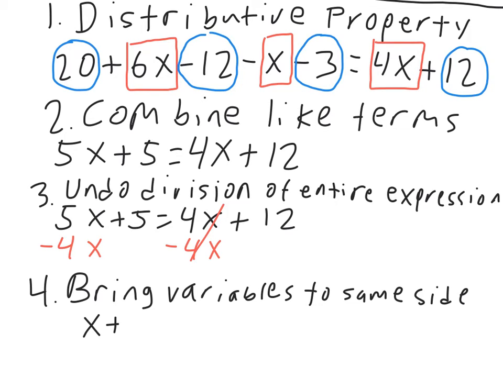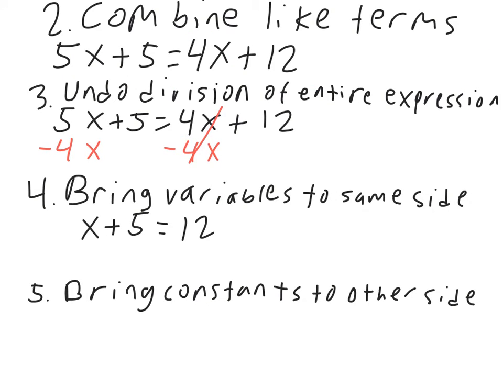Remember that the 4x and the minus 4x cancel out here, so then we just write everything else we have. We have the plus 5 equals, and since the 4x canceled here, we are just left with 12. Now notice that the x's are just on the left side, and there's actually only one of them now. So x is on the left side, and so we have successfully brought the variables to the same side of the equation.